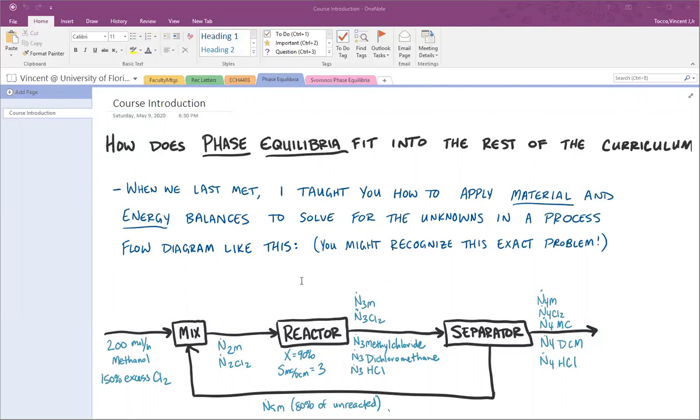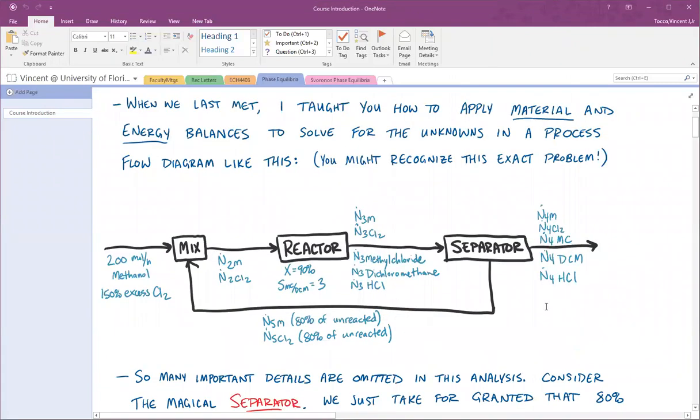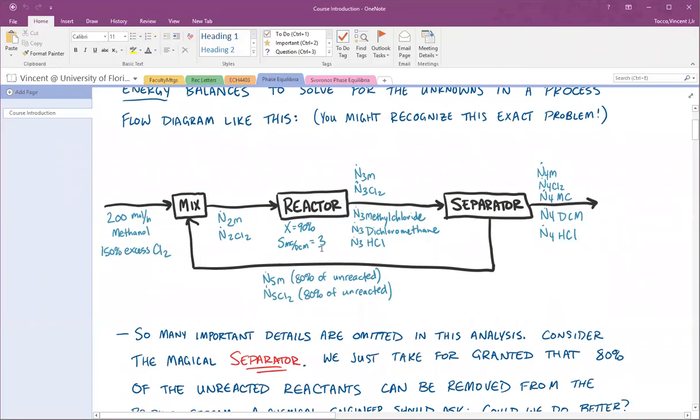So I took this exact process flow diagram from a homework statement that I've given in multiple semesters, so it may look pretty familiar to you. Remember how we solved the question: there'd be a big paragraph up here that would describe the problem, and you would draw a box for each process unit. So we got a mix point in here, a reactor that is converting, it looks like methanol and chlorine, into a preferred product of methyl chloride with some dichloromethane and HCl as side products.